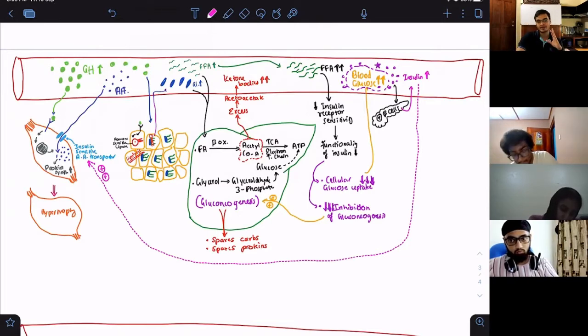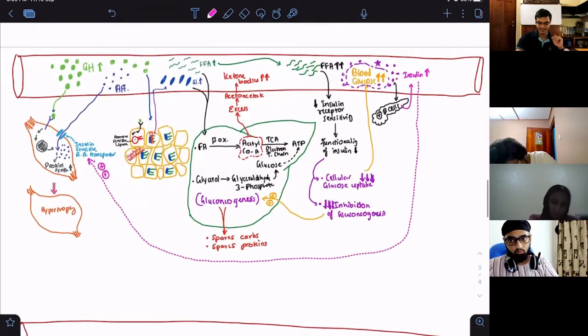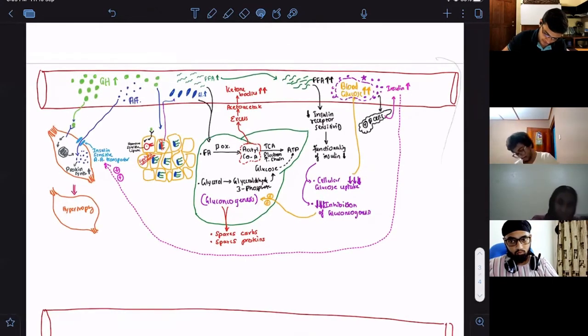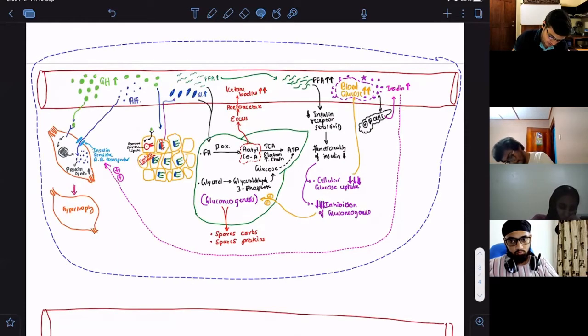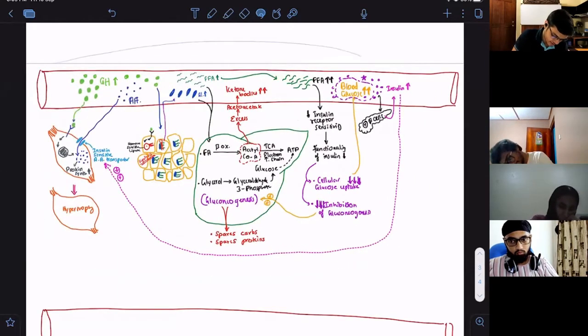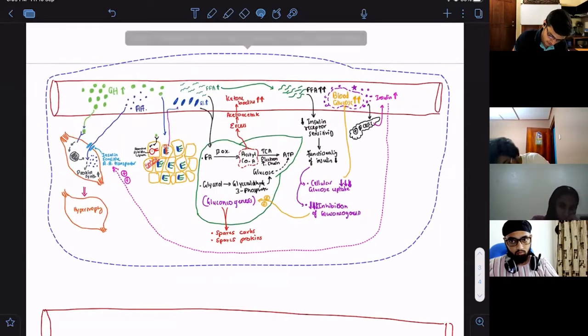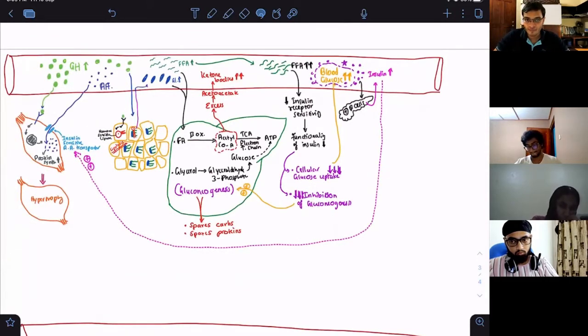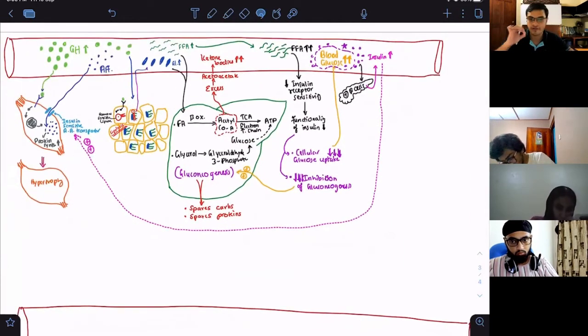Did everyone understand up to this? Still not done. Take this a little bit smaller, I just need a little bit of corner space. Look at this. So these are some of the metabolic reactions happening with the help of growth hormone. We are still not done. These are some of the metabolic things with regards to metabolism in our body.